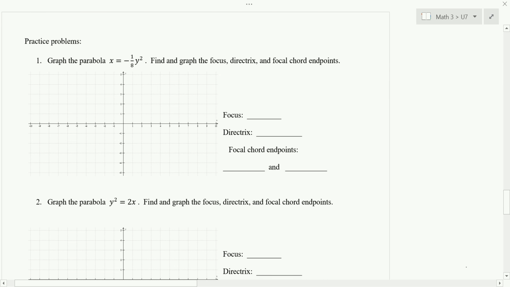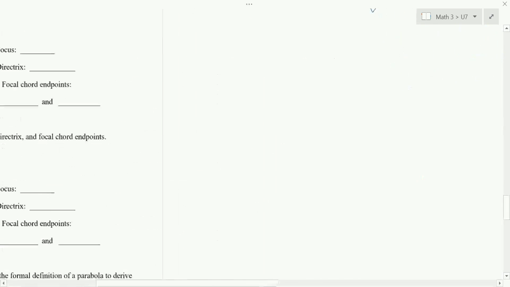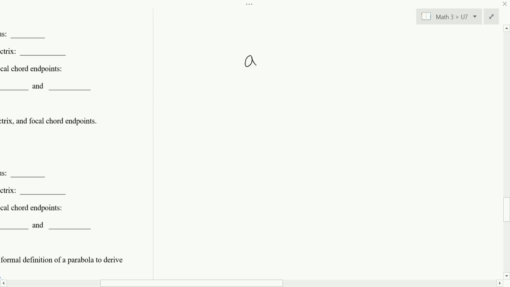Okay, so for graphing, what we learned about graphing yesterday is going to apply to today. That distance 1 over 4a is going to be important to us. And just a little side note, if you know what a is and you want to get 1 over 4a, what that's saying to do is multiply a by 4 and flip it over.